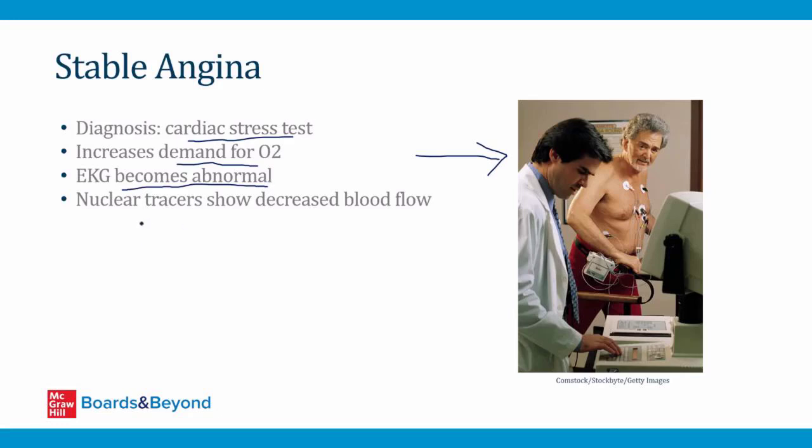And then sometimes we also administer a nuclear tracer that shows where the blood flow is going in the heart, and at exercise, you will see decreased blood flow to the region of the heart being supplied by a coronary artery that has an obstruction to flow.